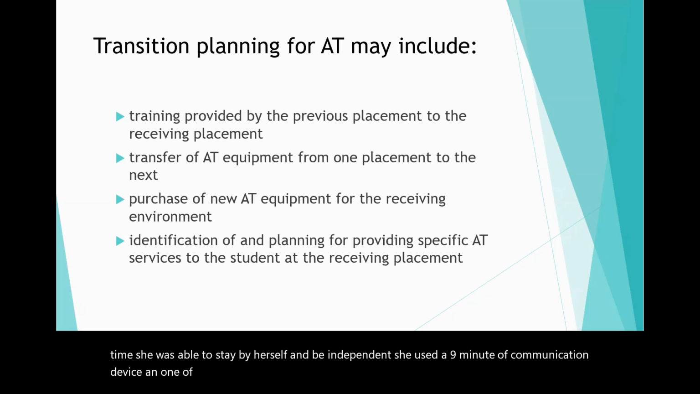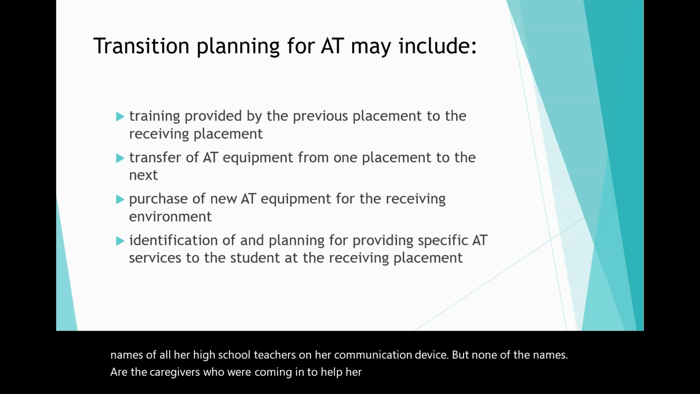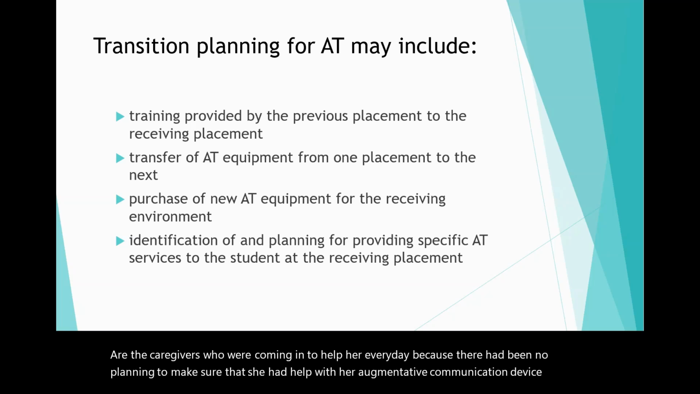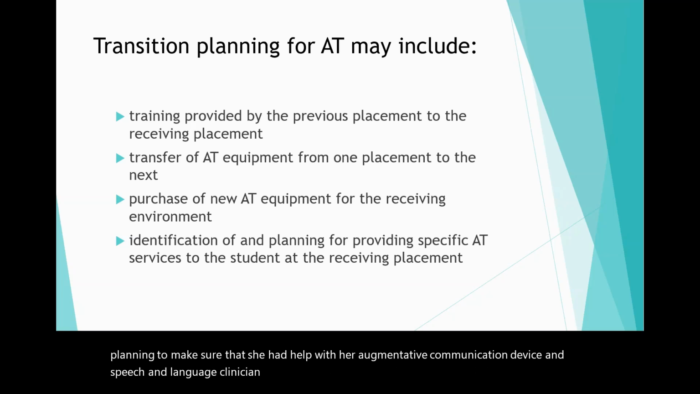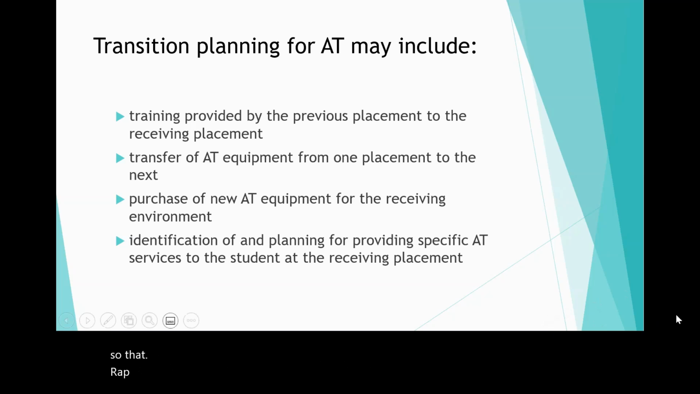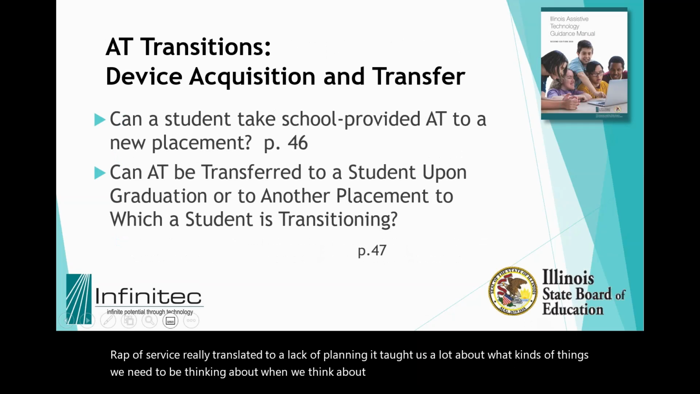And one of the things that one of the caregivers identified was that she still had the names of all her high school teachers on her communication device, but none of the names of the caregivers who were coming in to help her every day, because there had been no planning to make sure that she had help with her augmentative communication device and speech and language clinician services to help her change her vocabulary when she needed to. So that lack of service really translated to a lack of planning, and it taught us a lot about what kinds of things we need to be thinking about when we think about any transition.